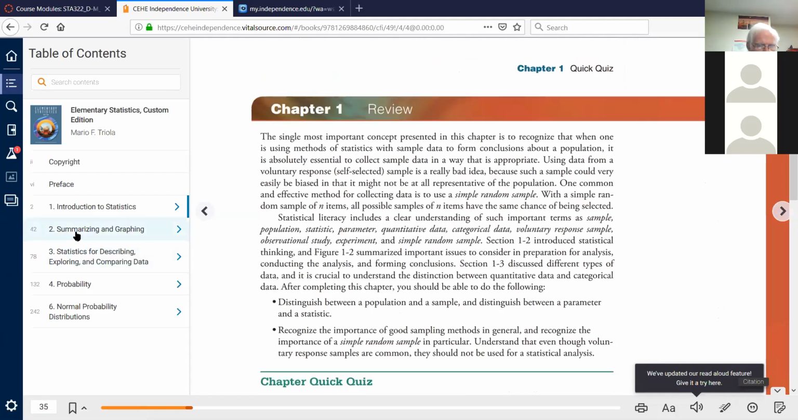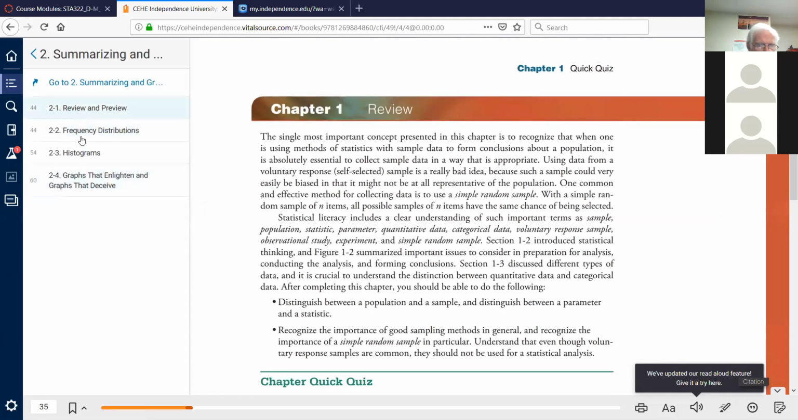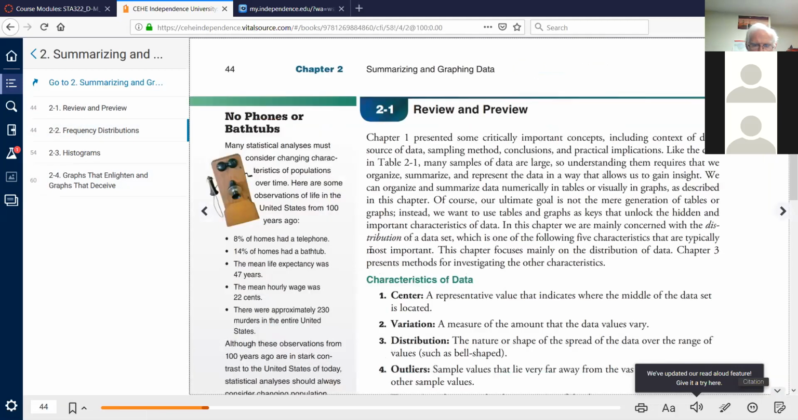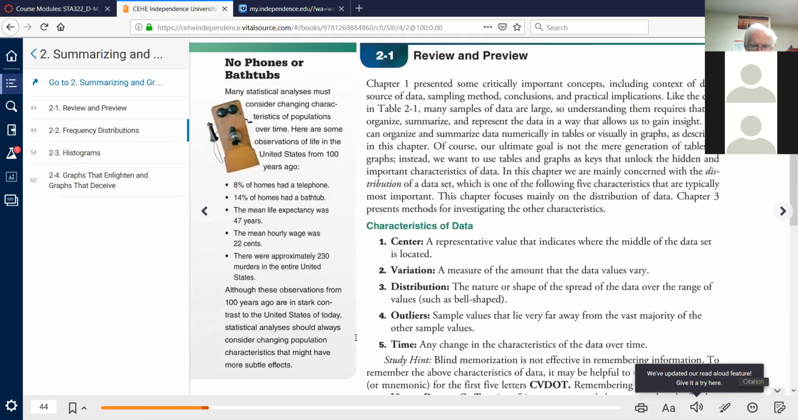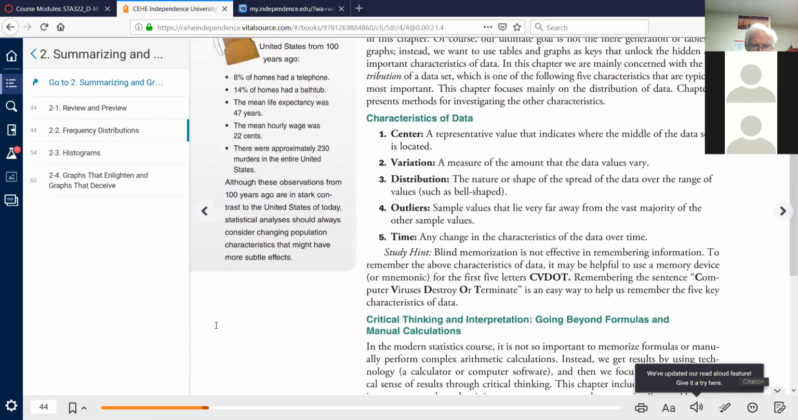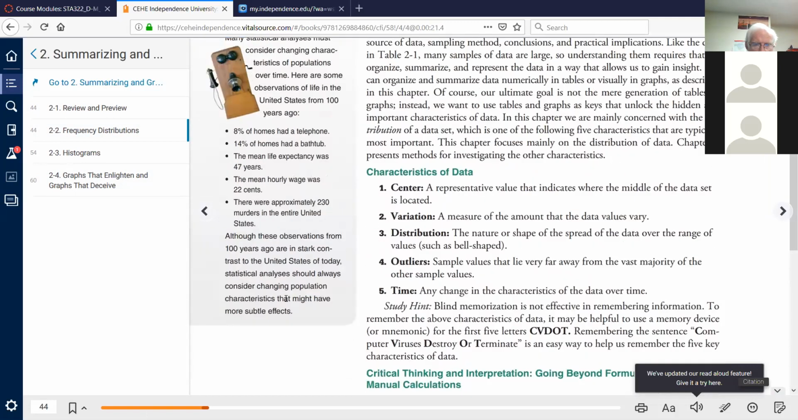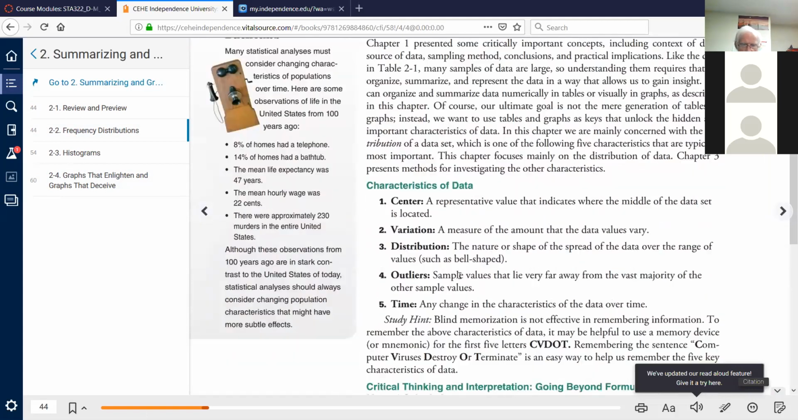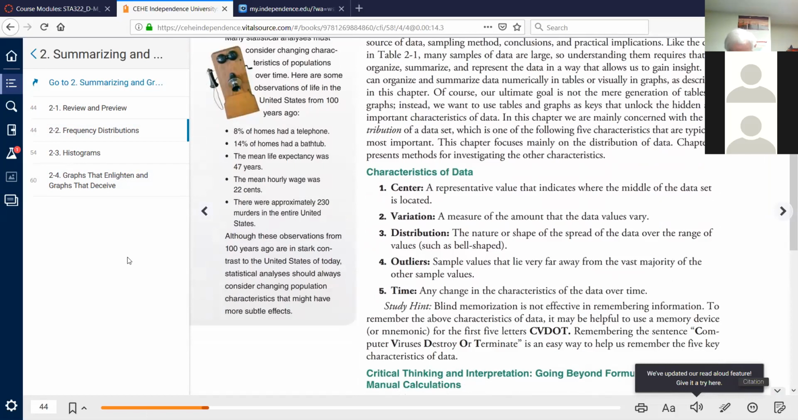And then let's go to chapter 2, which is about how we present data. There are lots and lots of ways of summarizing data. Let's look at characteristics, and we'll see some of these when I finally get the definitions to you.